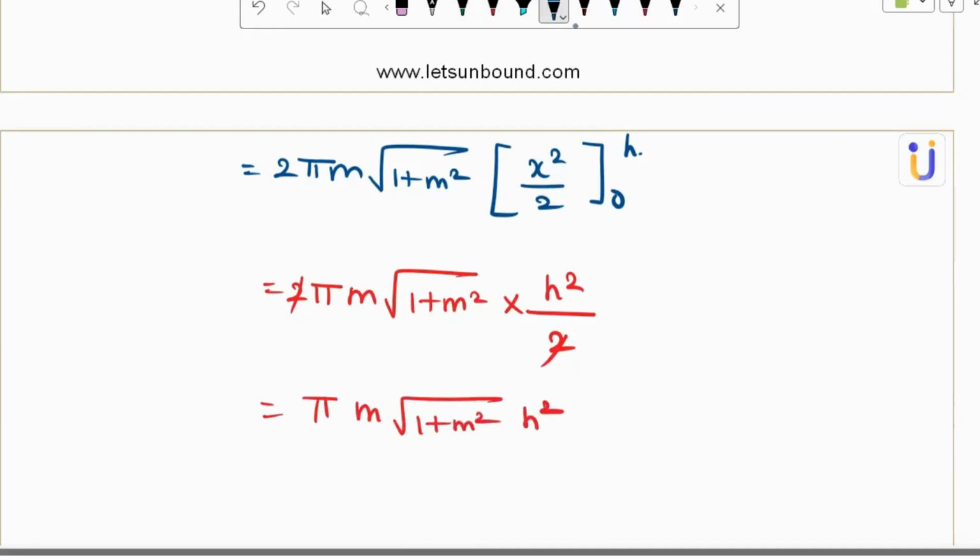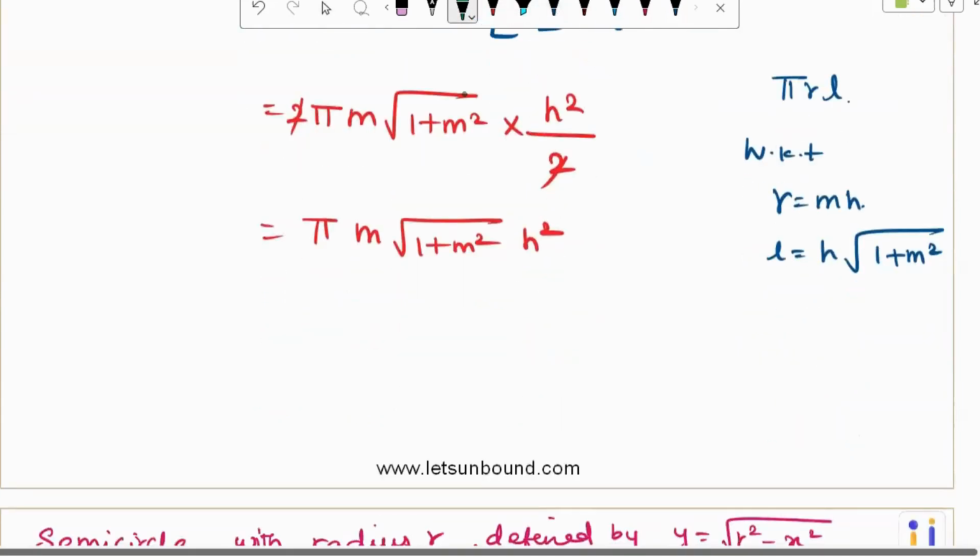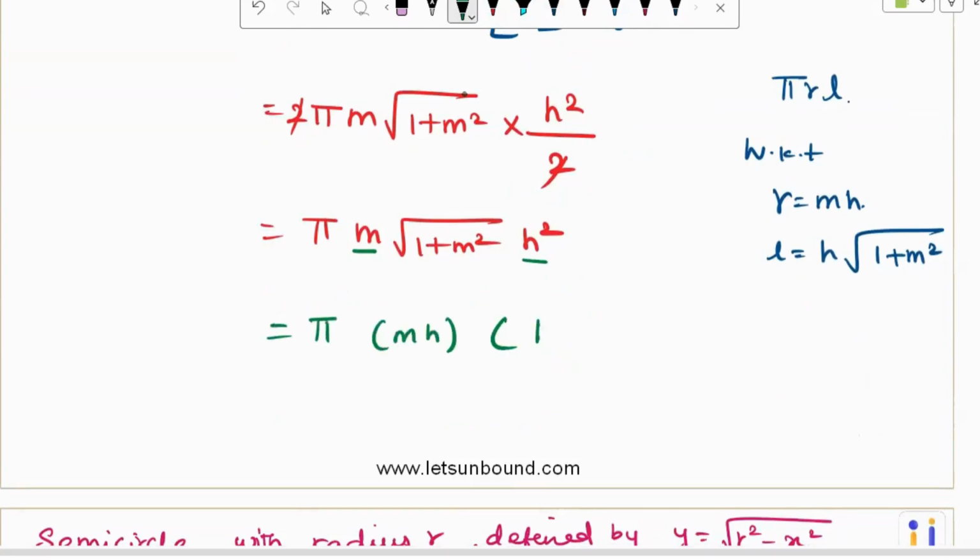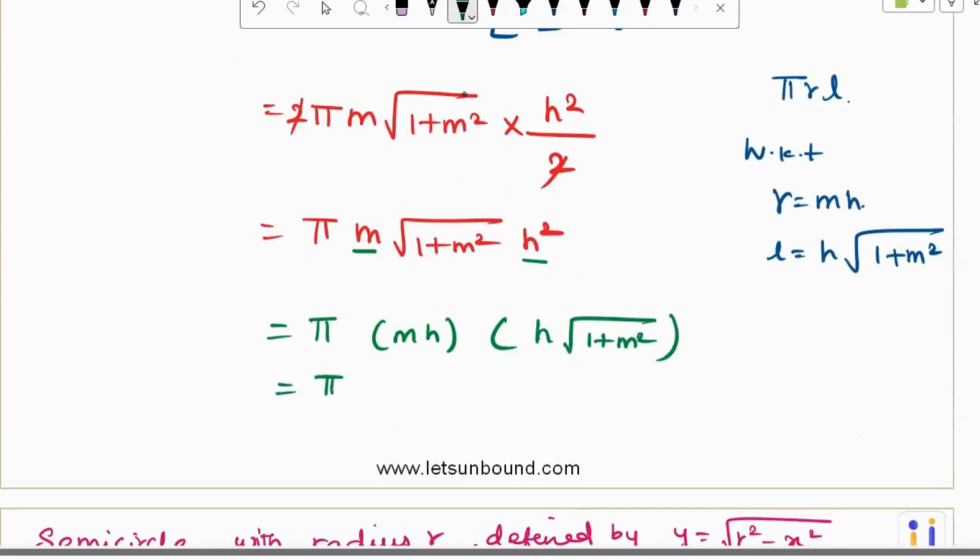But we are aiming for pi RL form. And we know that we have proved it actually. R is equal to mh, L is equal to h into square root of 1 plus m square. Now, we have to reframe this, that's it. So let me take 1 m and 1 h together. So pi mh. One more h will be there, right? So that h and the other part, we can take it together. And mh means it's r. We can apply it here. And h into root 1 plus m square is L. So area is pi RL.